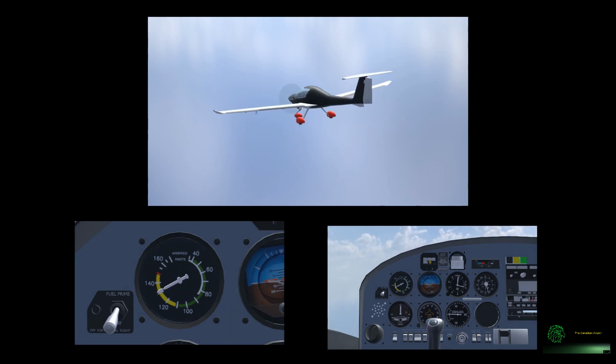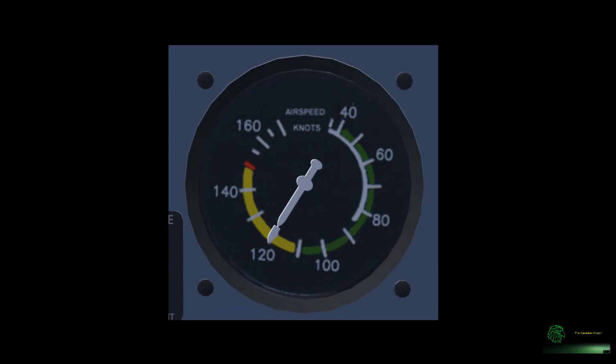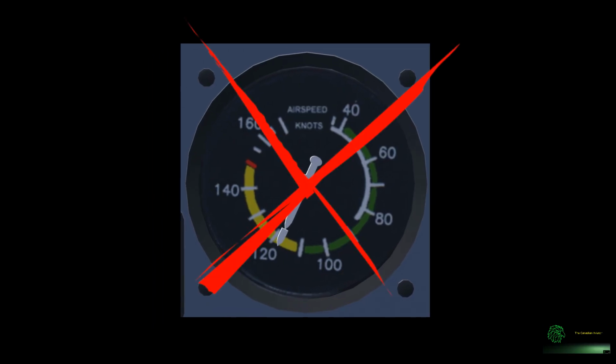On the airspeed indicator, VA is not usually marked with a colored arc. It is typically published in the aircraft operating handbook and may be displayed as a reference speed depending on the aircraft type.